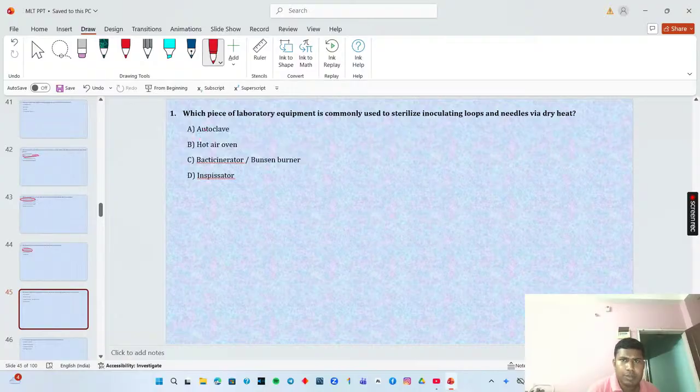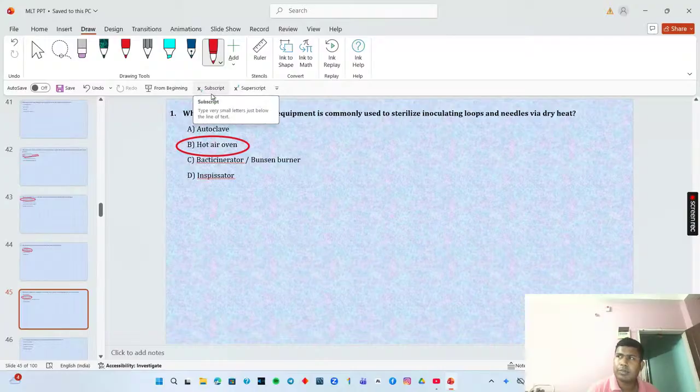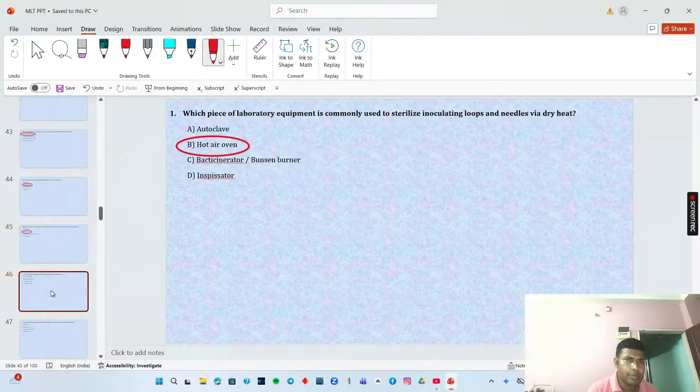Which piece of laboratory equipment is commonly used to sterilize inoculating loops and needles via dry heat? It will be hot air oven. For wet heat sterilization, the answer will be autoclave. Anything which is wet heat, that is steaming, it is known as autoclave. Autoclave is used, and for dry heat, hot air oven is used. Okay, you have to remember it.